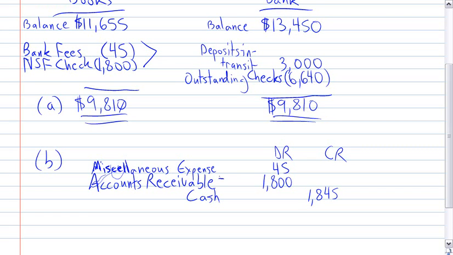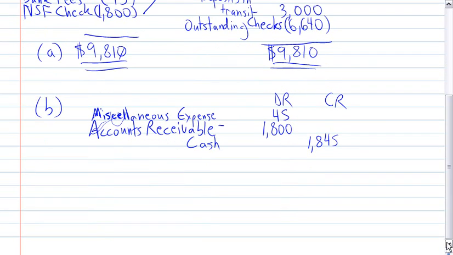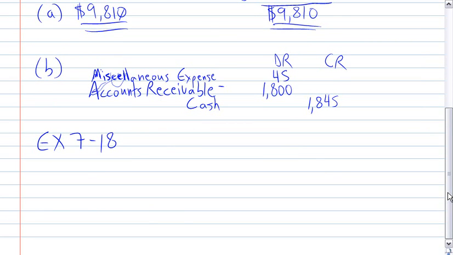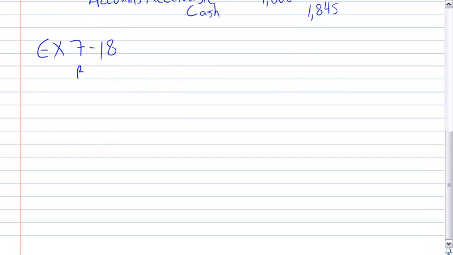So now let's move on to exercise 7-18. Okay. So that one's really good. Let me write that down here. It has some additional types of reconciling items. Okay, so again, how are we going to set it up? We're going to put the books on one side and the bank on another. We're going to put our balances, the unadjusted or unreconciled balance.